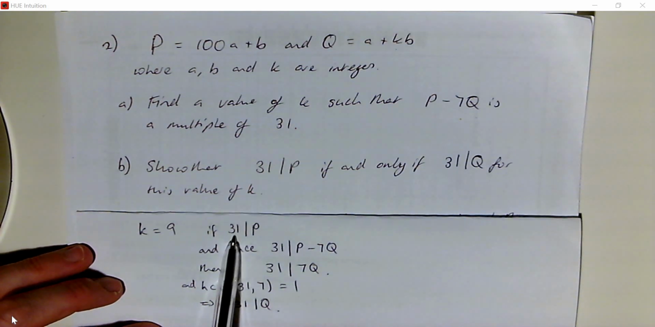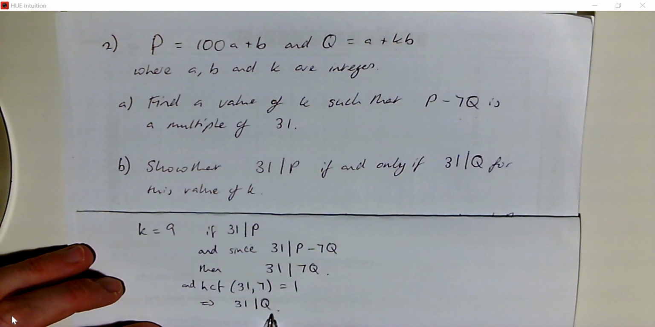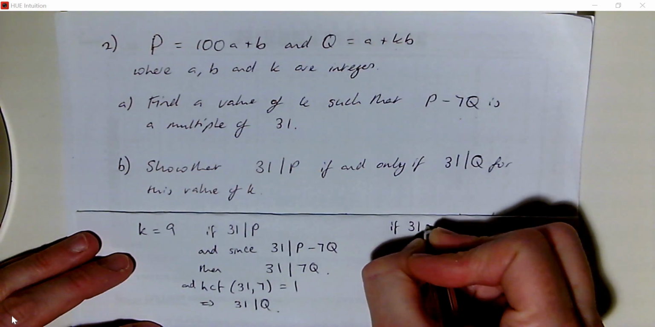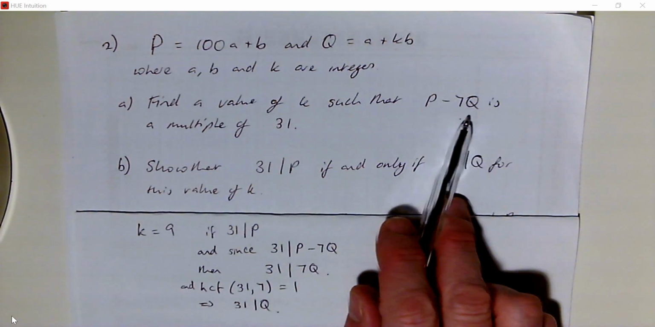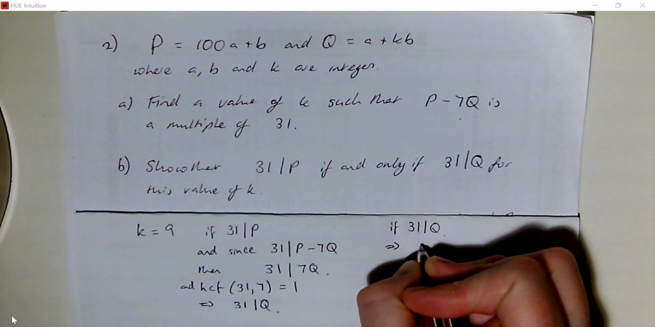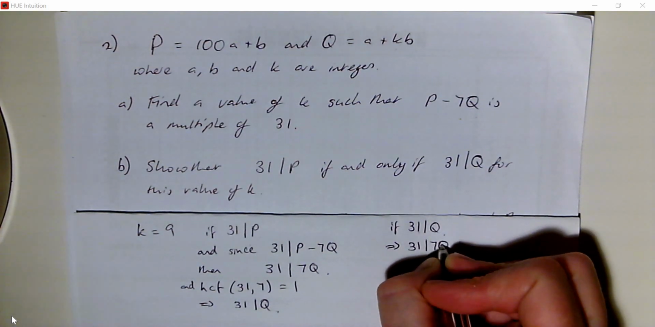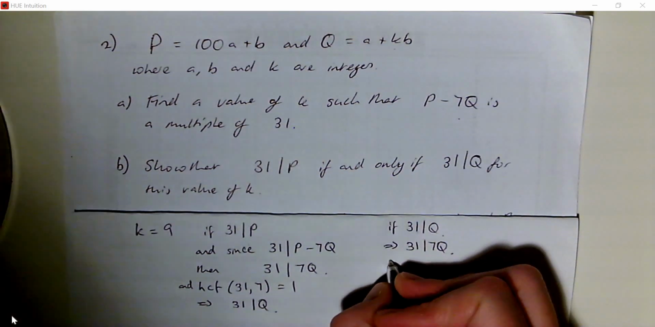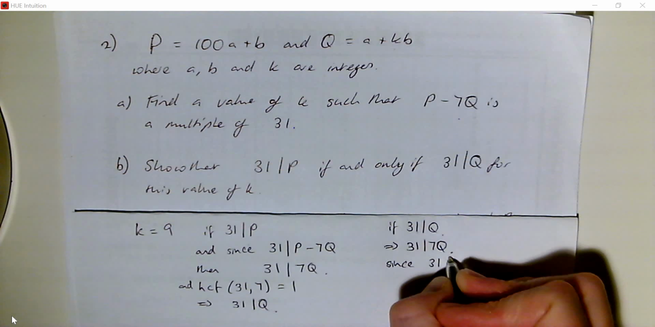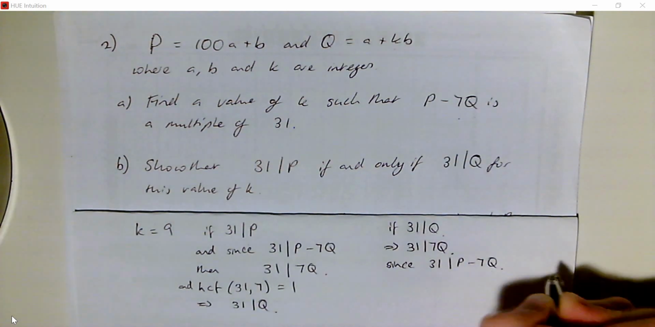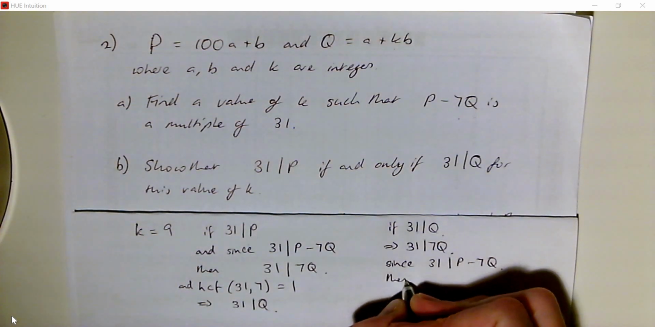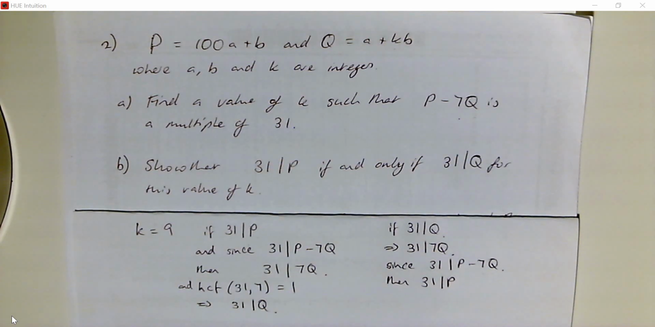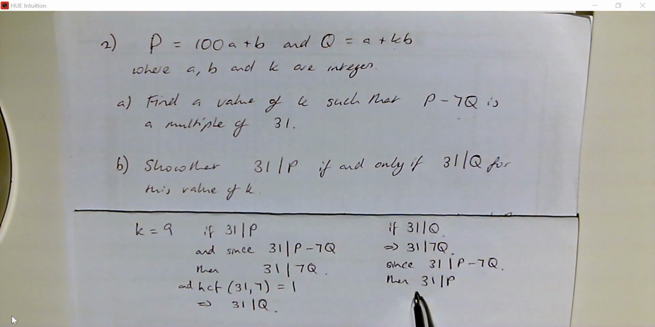Right, so we've gone one way: if 31 divides P, then it also divides Q. So let's go the other way. If 31 divides Q, our expression has got 7Q in it, and we know that if 31 divides Q, then 31 certainly divides 7Q. And since 31 definitely divides P minus 7Q, then if 31 goes into 7Q, it also has to go into P. It's not a multiple of P, so we don't need Euclid's lemma for that bit. So we've gone from if 31 divides Q, then it goes into P.